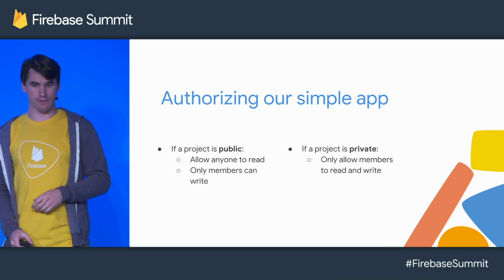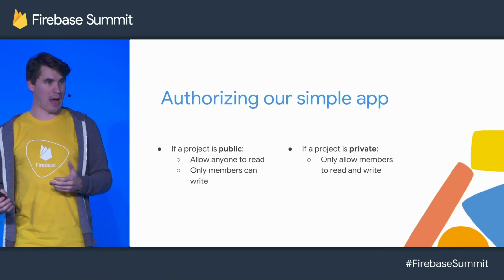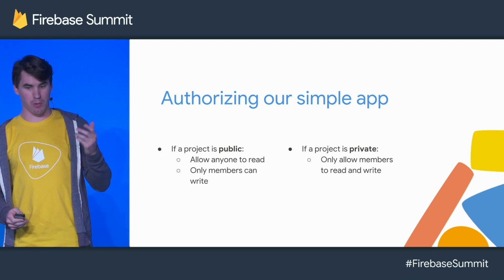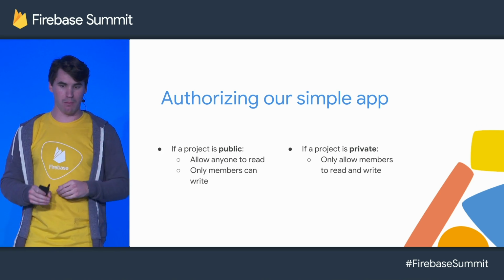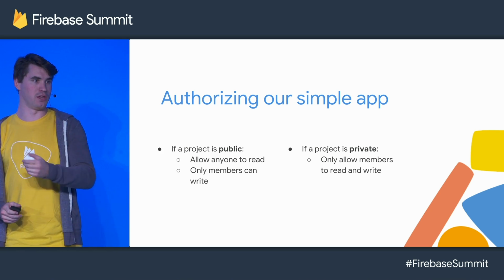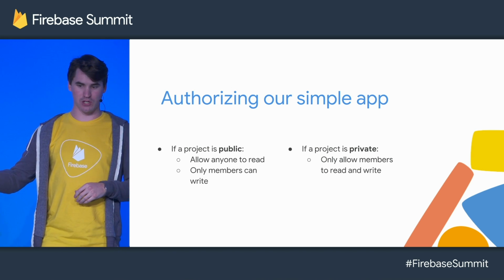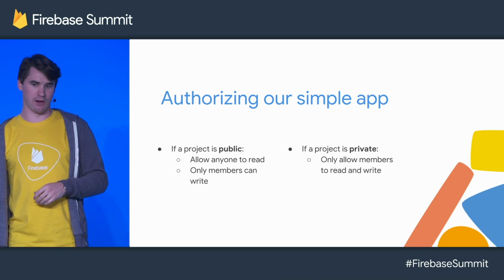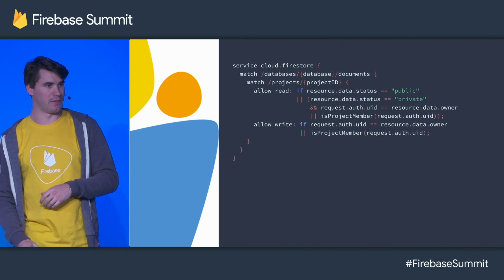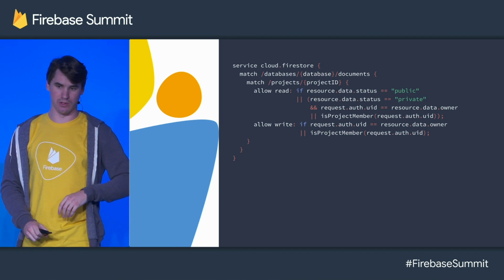So authorization is the first thing that we're going to do. And in our simple app, we're going to write the following rules. If a project is public, so if that string is public, anyone can read, but only members can write. And then if the project is private, only members can read and write. So let's see how we would implement that using Cloud Firestore security rules.